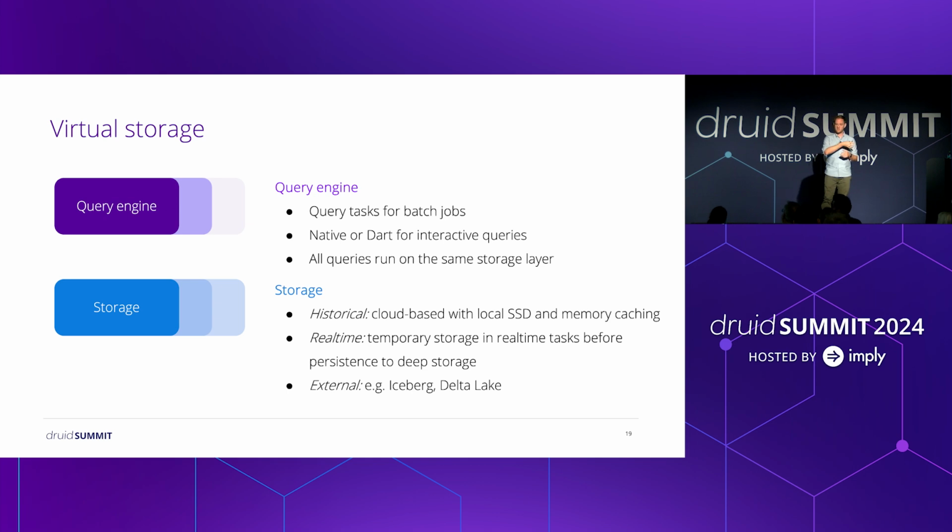So we talked earlier in the day about integrating Druid with Iceberg and Delta Lake, the lake houses. I think there's a lot of interesting things we can do there with, we're able to query Parquet files in Druid using query tasks today. We cannot query those files with the native engine or with Dart, but I think it would make total sense to be able to query them. It would make total sense to be able to cache them locally.